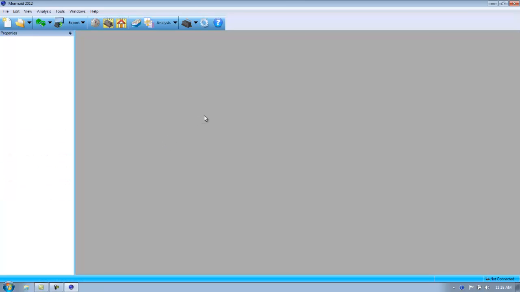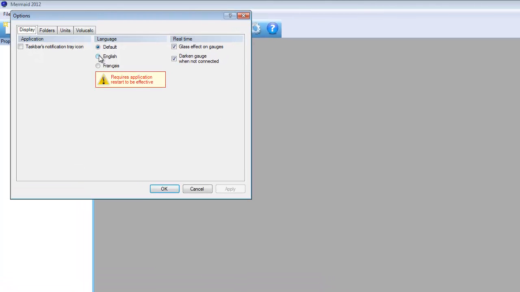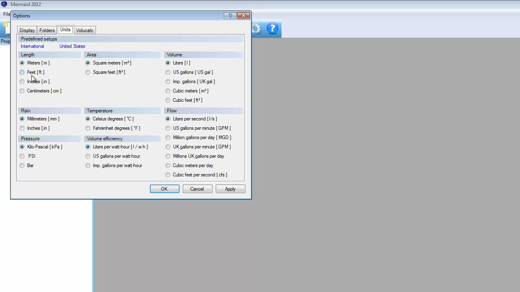The first thing I do when I open up my software for the first time is open the options window and change my default language to English and my engineering units to the selection of my choice. I like length to be in inches, rainfall in inches, pressure PSI, volume efficiency in US gallons per watt hour, temperature Fahrenheit, area in square feet, volume in US gallons, and my flow in GPM.